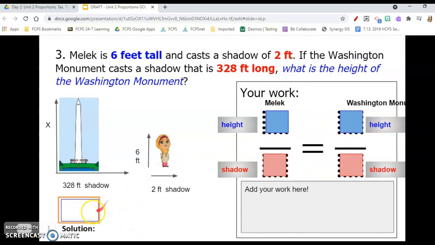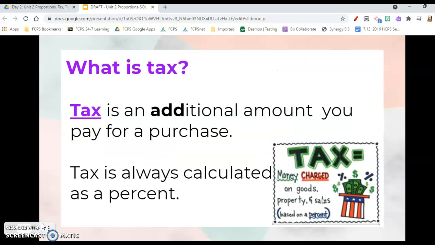All right, we're almost in the home stretch. Now we're going to focus on another skill we learned. We learned about tax, tip, and discount. So what is tax? Tax is an additional amount you pay for a purchase. Tax is always calculated as a percent.